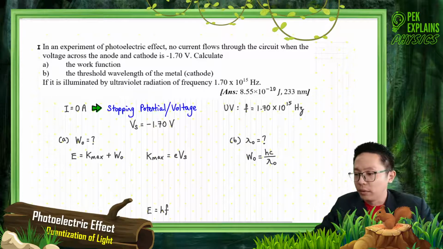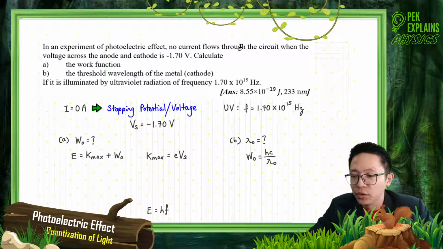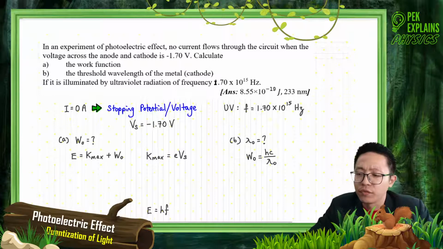Okay, now in an experiment of photoelectric effect, no current flows through the circuit when the voltage across the anode and cathode is -1.70 volt. Calculate the work function and the threshold wavelength of the metal cathode if it is illuminated by ultraviolet radiation of frequency 1.7.